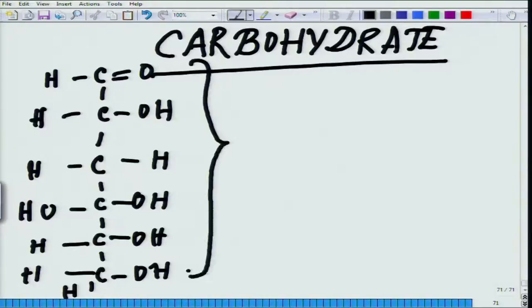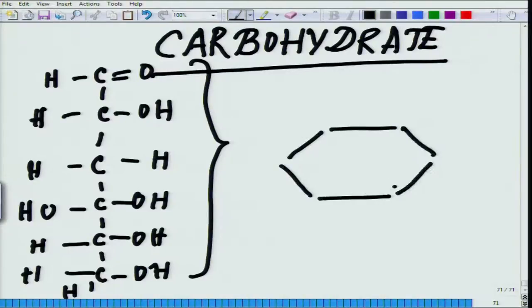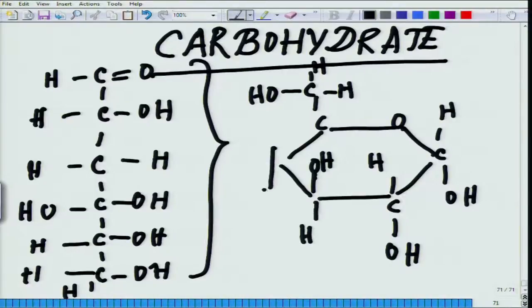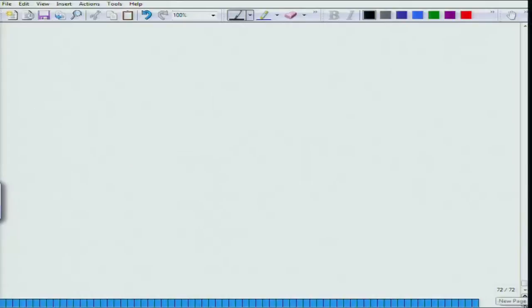Okay. This is the basic structure of a glucose molecule in the extended structure, and the same structure when it forms a ring looks like this. Hydrogen, hydroxyl group, then you have oxygen here, hydrogen, you have OH here, H, you have OH here, OH moiety, you have OH here, H here, you have OH here. So, this is the basic structure of glucose, which is the simplest sugar known to us.